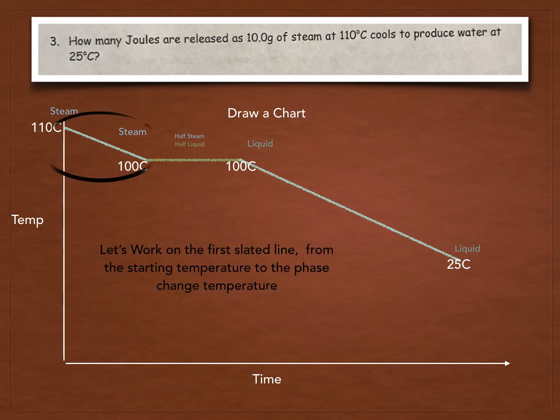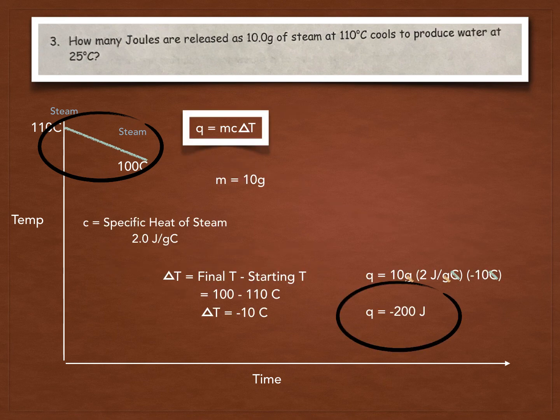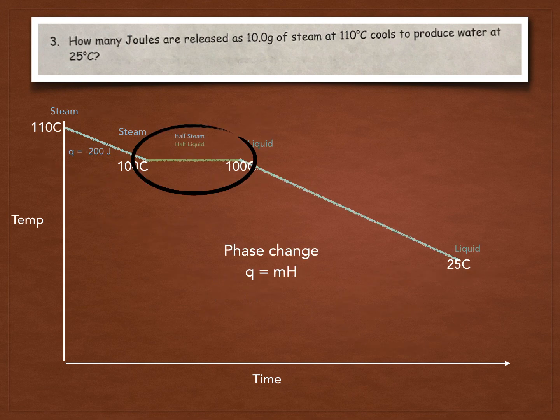Start with the first section. If the line is slanted, that means the temperature is changing. The y-axis is defined as temperature, so the lower you go, the lower the temperature. Q equals m c delta T. Your starting temp is 110 degrees and your final temp is 100 degrees. Mass is 10 grams. Make sure you pick the specific heat that has units in joules, grams, and Celsius. Plug in your values according to the equation, mass times specific heat times change in temperature.